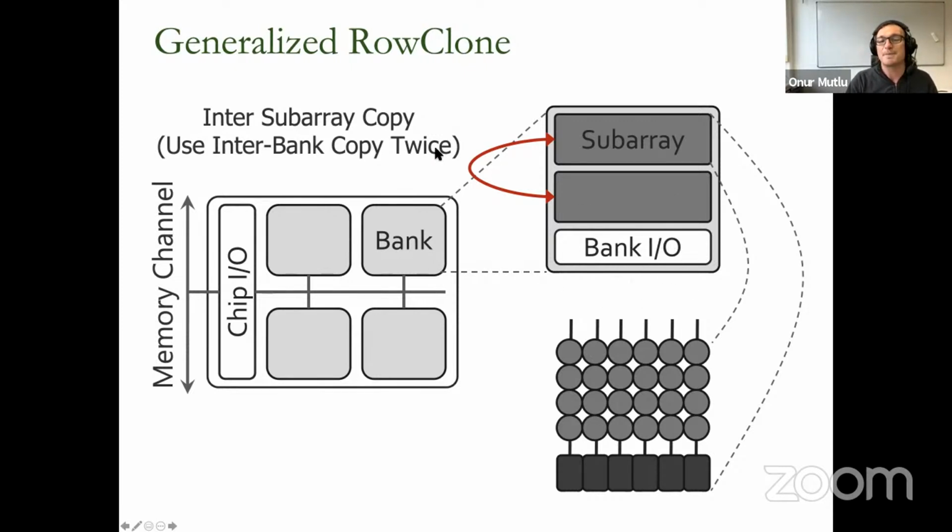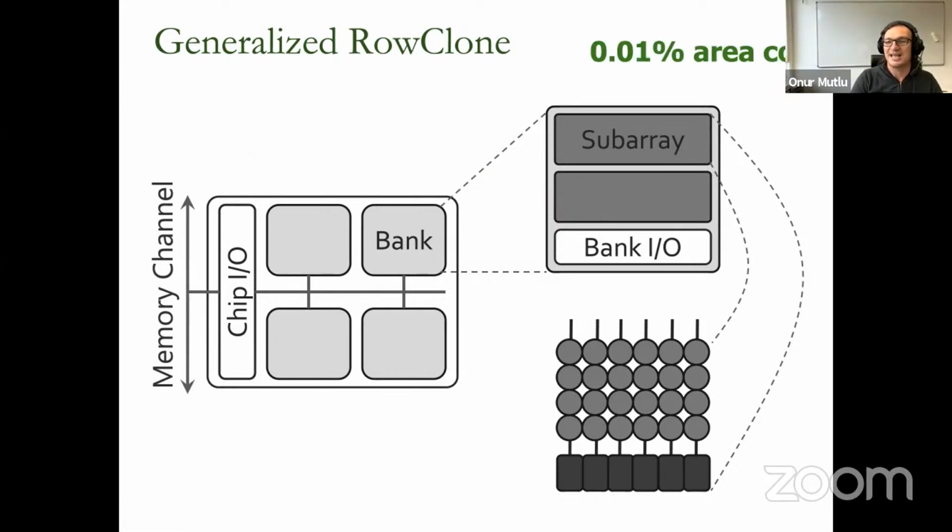So the paper proposes to use interbank copy twice, meaning if you want to copy one row from this subarray into another row in this subarray, you first copy the source row to some other bank using the interbank copy once to a dummy row, and then take that dummy row that has the copied data and copy it into this subarray. So you use interbank copy twice. As a result, you do not gain much in this case. I'm not going to talk about that in detail, but you will see. Later works have improved, especially in inter-subarray copy as well as interbank copy. The area cost of all of these mechanisms, the paper evaluates to be 0.01%, which is quite low.